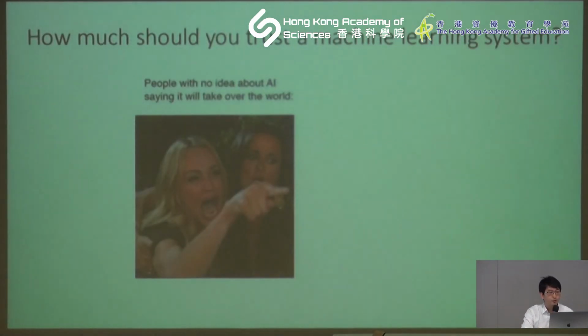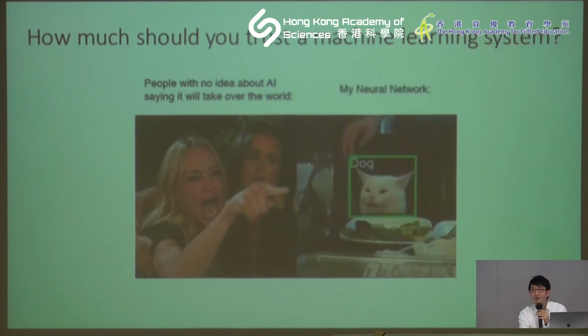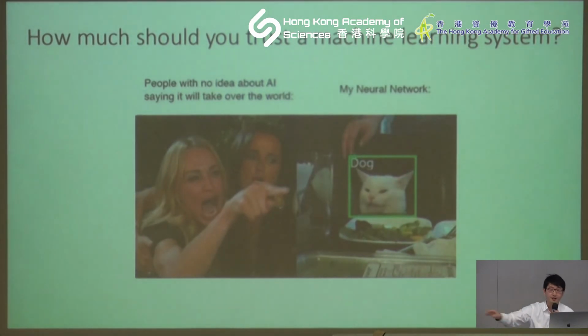So to conclude, now, how much should you trust the machine learning system? People don't know about AI. They always argue about AI will take over the world. I hope after today's lecture, you have your personal opinion. Maybe it's different because they cannot even answer this question, right? Is it a dog or a cat? It's hard to say. Okay.